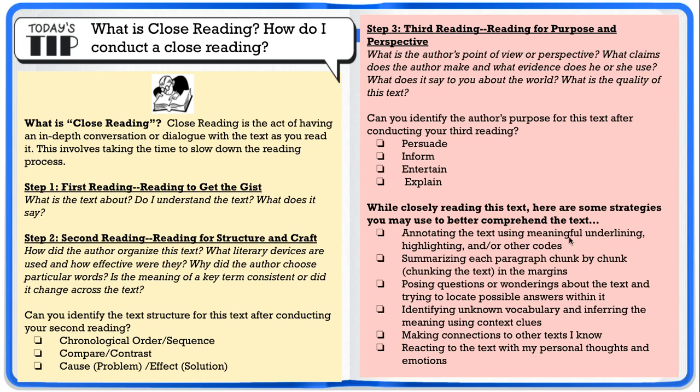Next, we're going to review our first strategy of annotating the text using meaningful underlining, highlighting, and or codes for today's secondary source text reading.